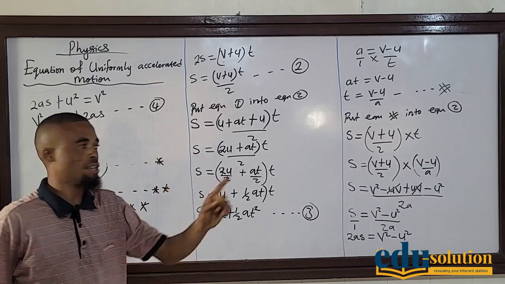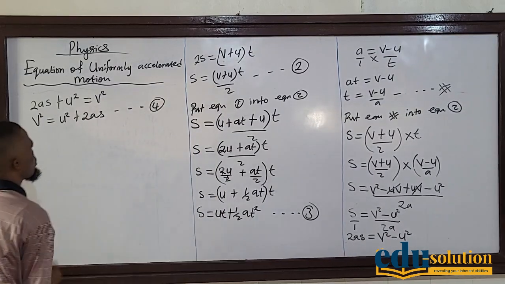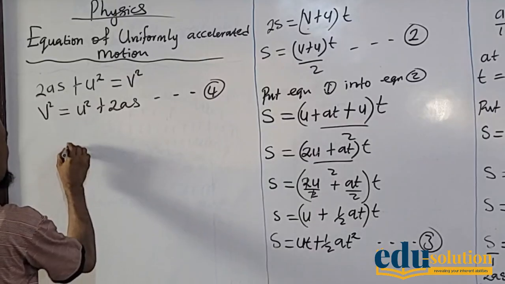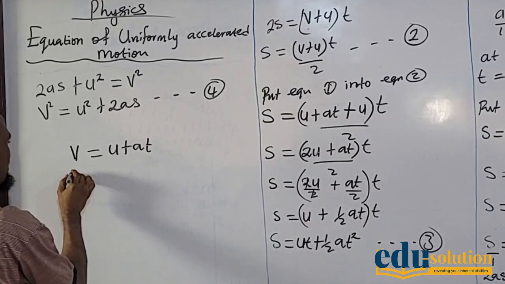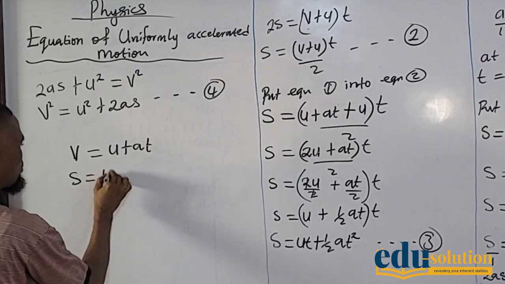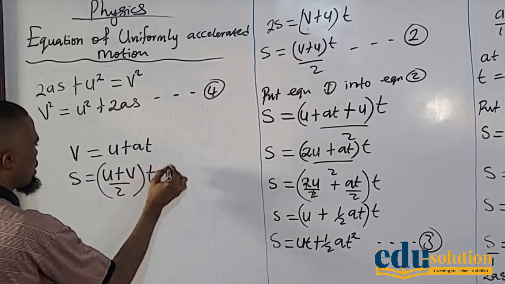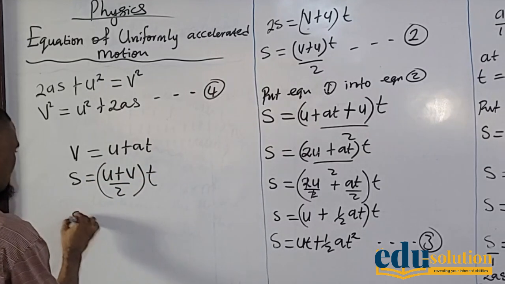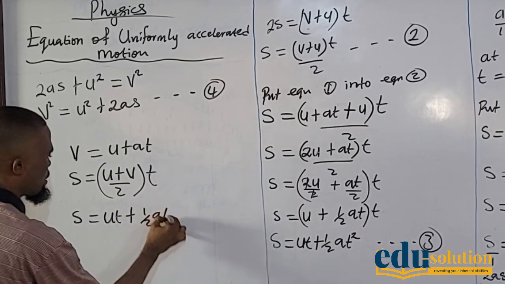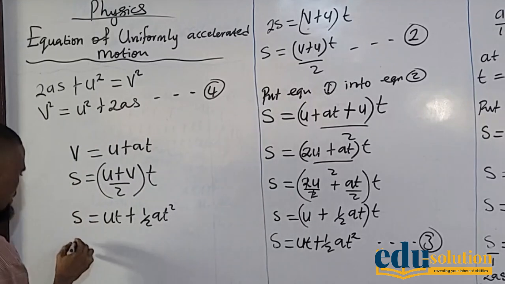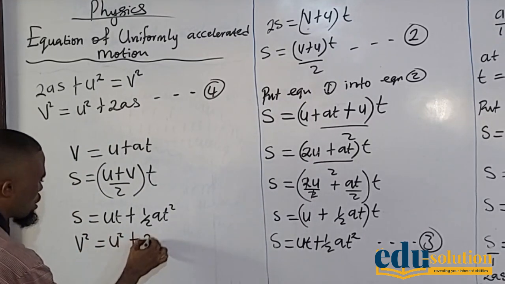any question that involves mechanics, as long as it relates to it. So let me, in summary, bring all of them together. The first one says that v is equal to u plus at. The second one says that s is equal to u plus v over 2 times t. The third one says that s is equal to ut plus half at squared. And the last one is v squared is equal to u squared plus 2as.